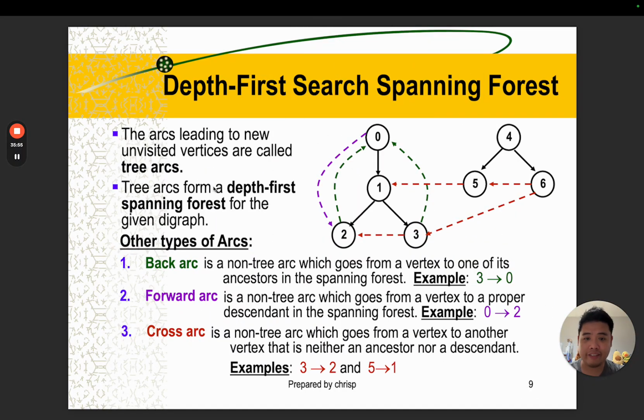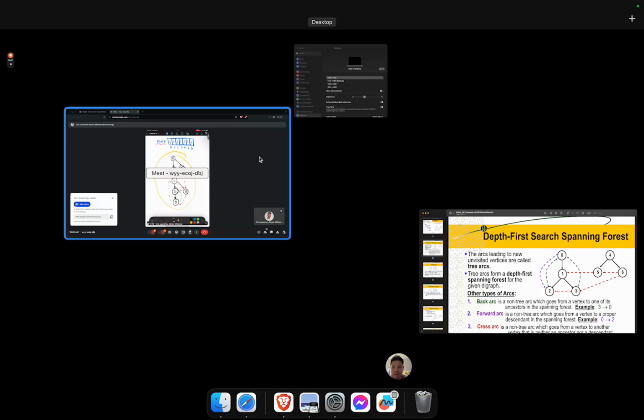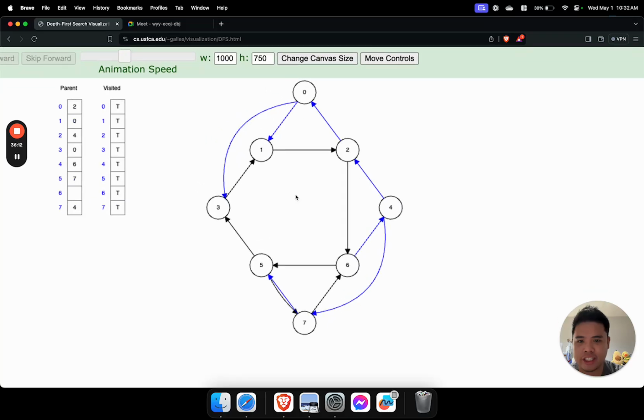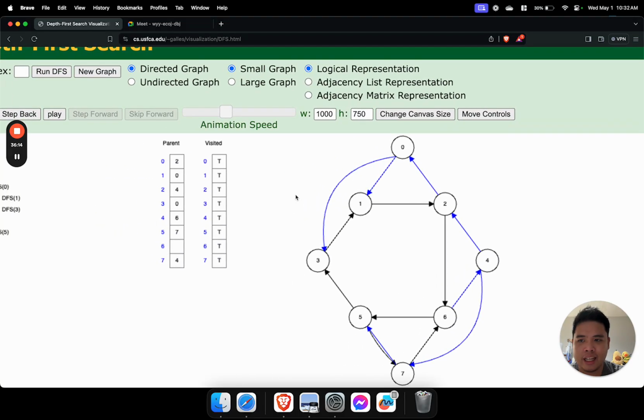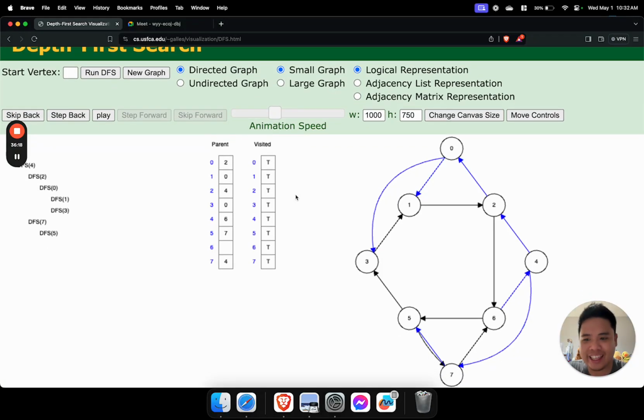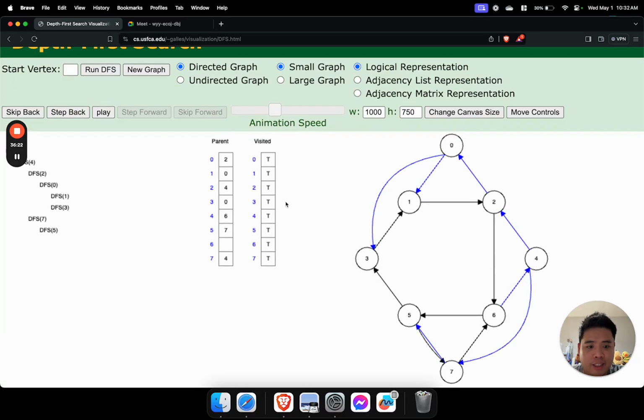So for your activity, I'm sure you guys know how to do depth first search already by now. If you want to practice even more and simulate even more, we can simulate it using this amazing depth first search simulator provided by the website that I shared with you. So I'll show you how this works. We can just do the same thing all over again.